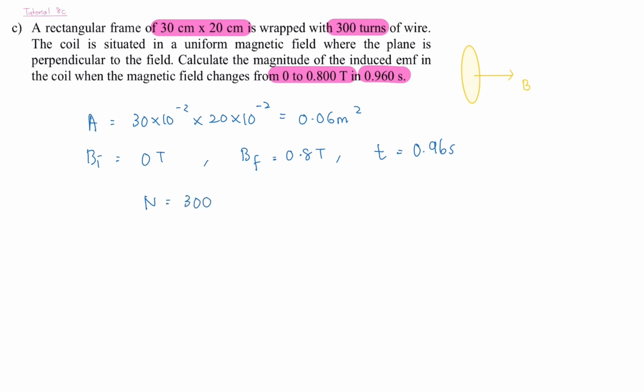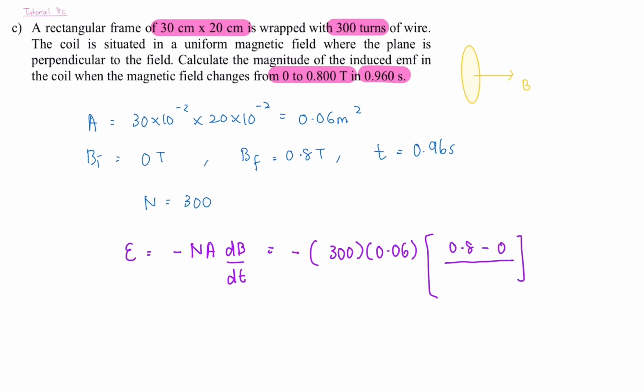Okay, so to calculate the induced EMF, it is equal to negative N A dB over dt, because the other things are constants. So the number of turns is 300. The area is 0.06 meter square. Then for the change, dB over dt must be B final minus B initial over the time taken for it to happen. Okay, so you're going to get negative 15 volts. Negative means that the direction of induced EMF will be opposite to the direction of the actual EMF, or it is called back EMF. Okay, just leave your answer with the negative sign.